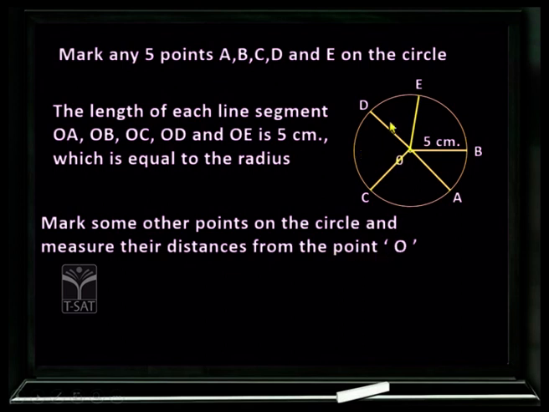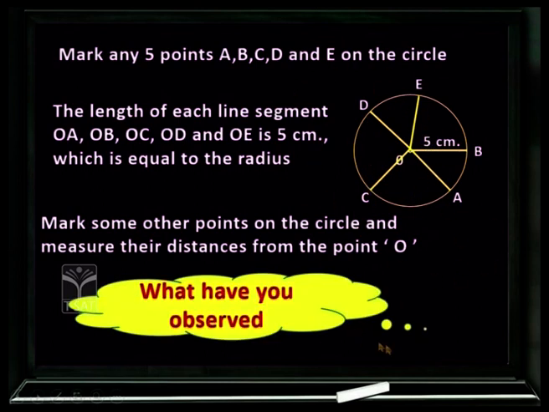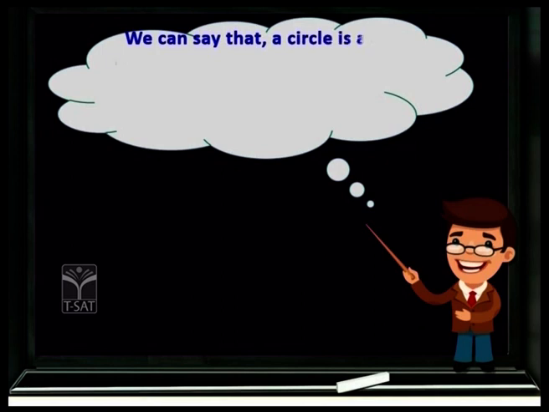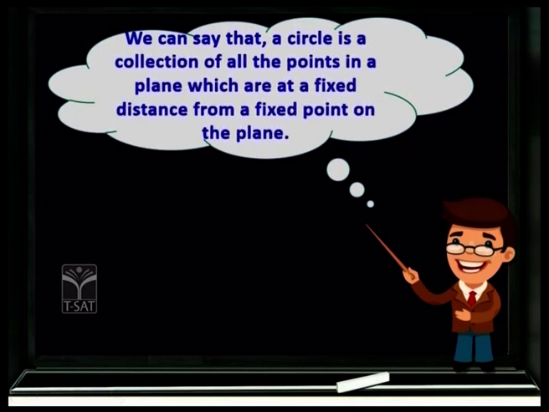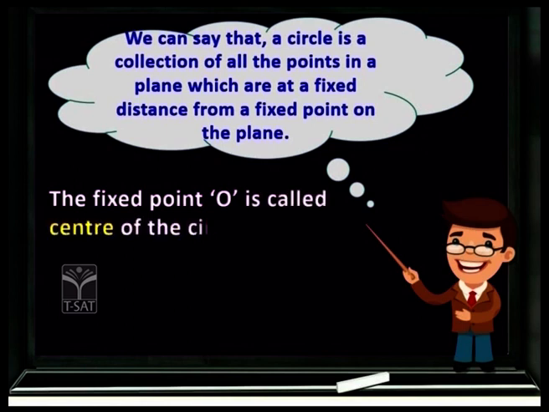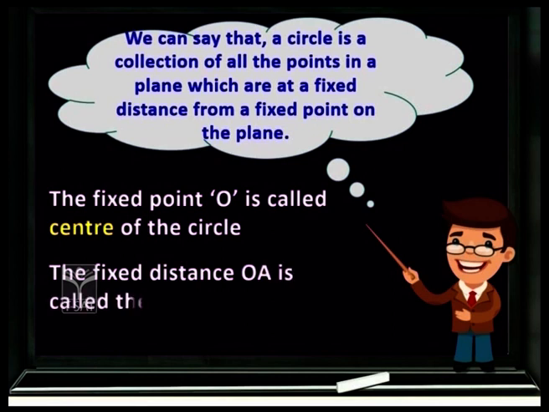If you mark any other points like this and measure their distance, what can you observe? What have you observed, students? We can say that a circle is a collection of all the points in a plane which are at a fixed distance from a fixed point on the plane, and the fixed point O is called the center of the circle and the fixed distance OA is called the radius of the circle.